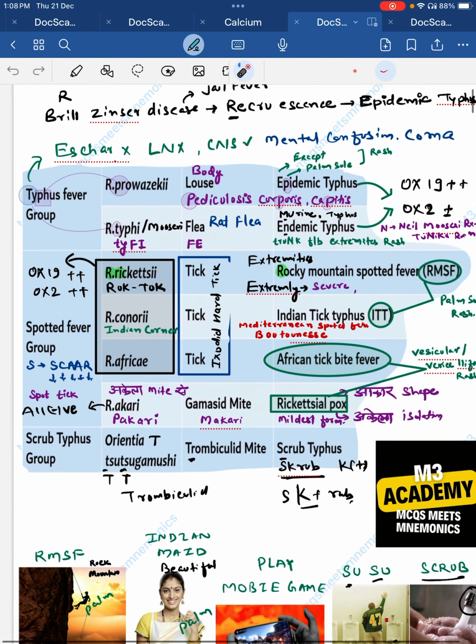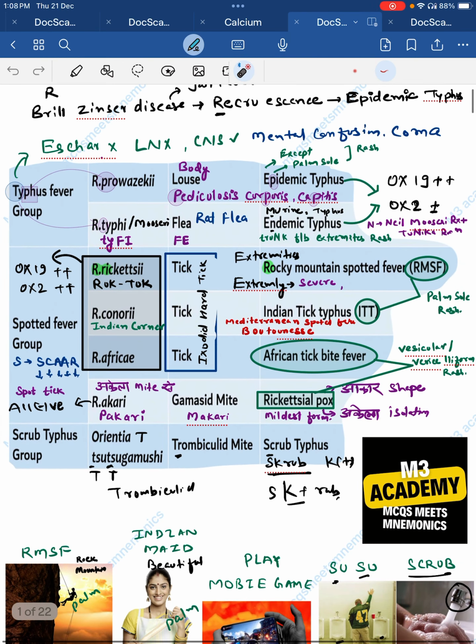Now the typhus fever group has two members, Rickettsia prowazekii and Rickettsia typhi. How do you remember? T is for typhi, Rickettsia typhi, T for T, P means prowazekii.